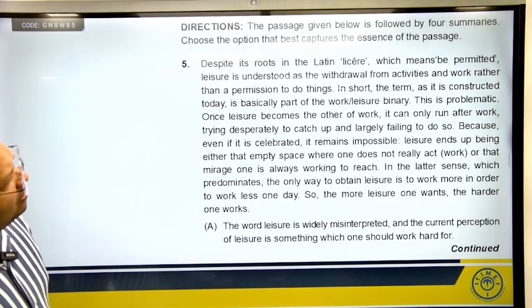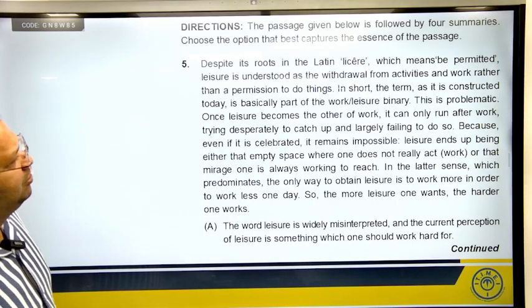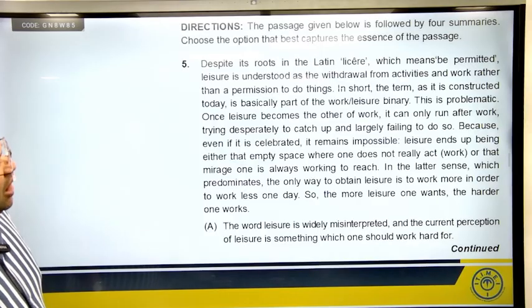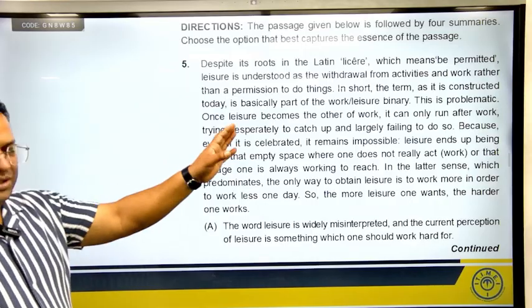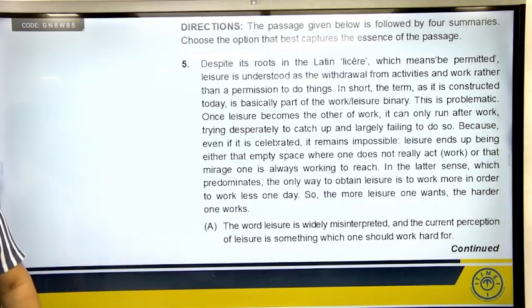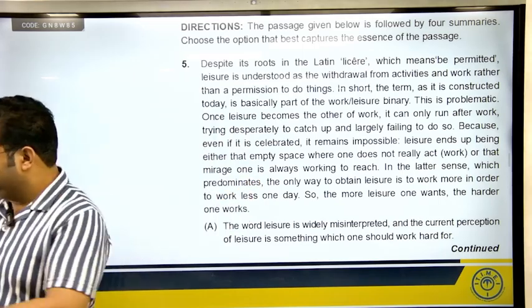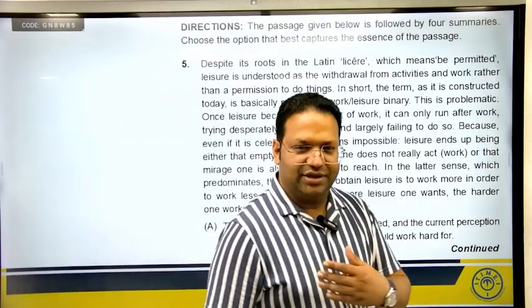In short, the term as it is constructed today is basically part of the work-leisure binary. This is problematic: once leisure becomes the other of work, it can only run after work, through discipline. I'm unable to see with this line. Read it. This focuses on this, but that would affect the recording. So those who are online available, they will also take that.